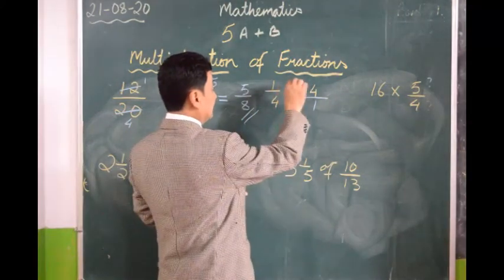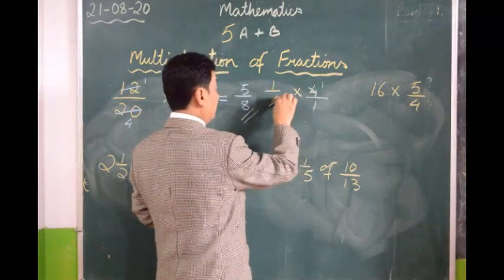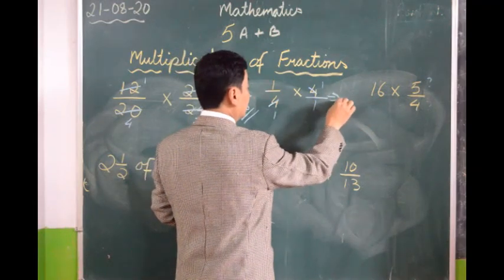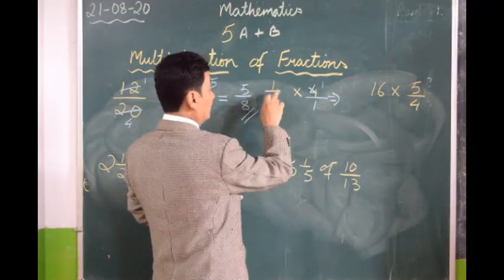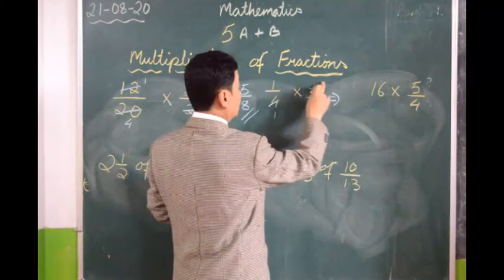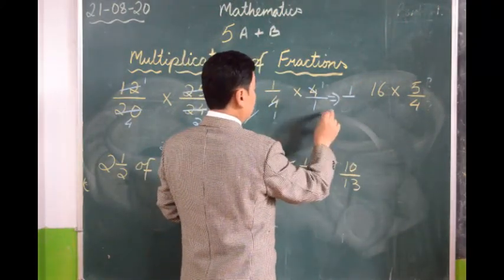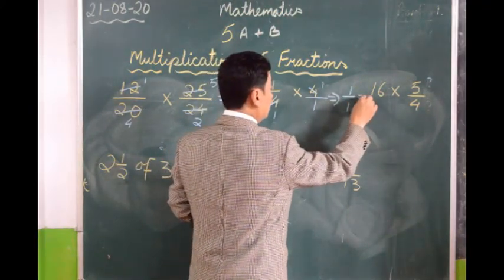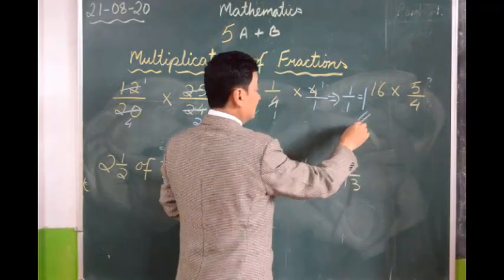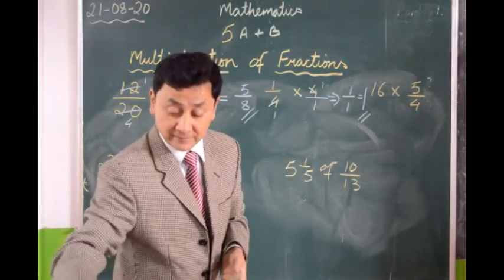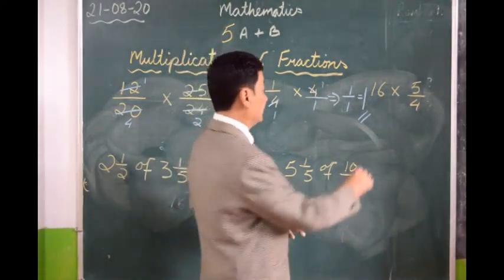So, you can cancel. 4 ones are 4, 4 ones are 4. Now we've got a new number. 1, 1, 1, 1. 1 ones are 1, 1 ones are 1. 1 upon 1. 1 is your answer. Did you understand? Okay, let's have a look at this now.